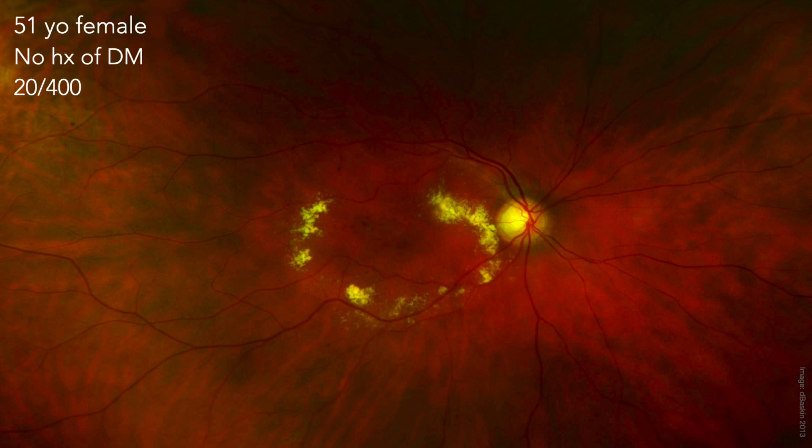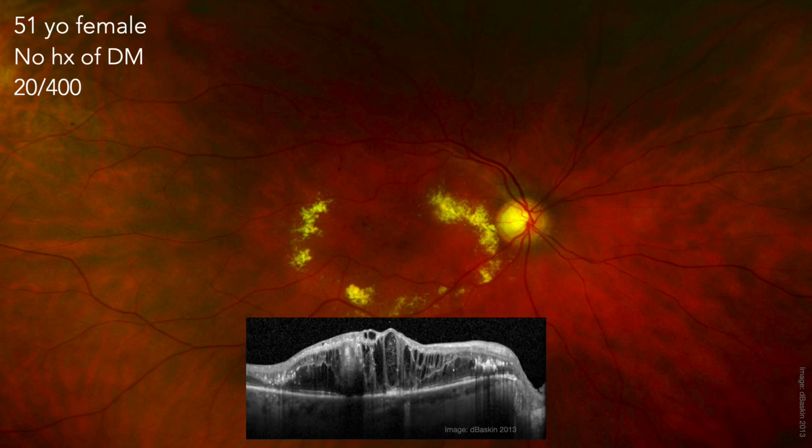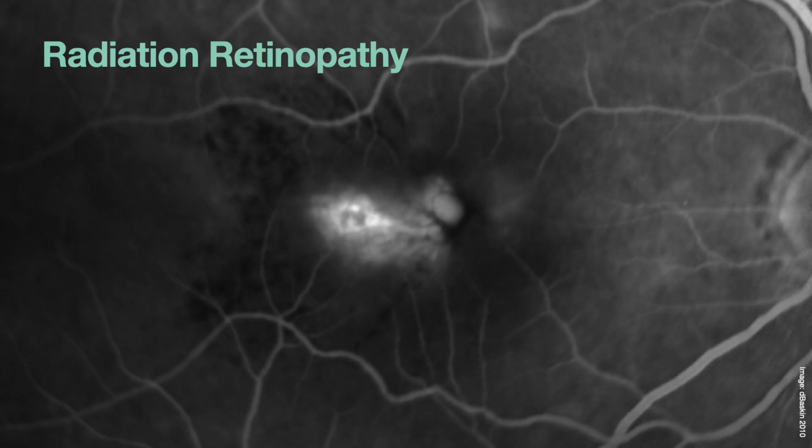All right, here's another patient of mine, a 51-year-old female, no history of diabetes, but she does have thickening. If you just show me this picture, nine times out of ten, it's going to be diabetic macular edema. In this case, it's radiation retinopathy. And this is what her FA looked like.